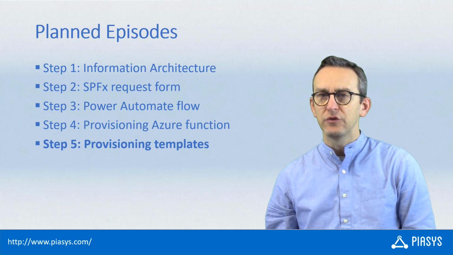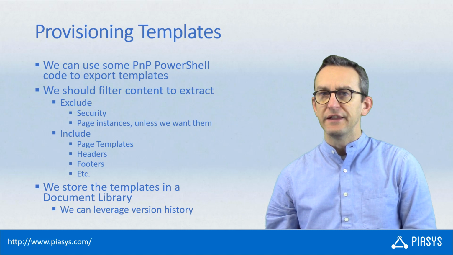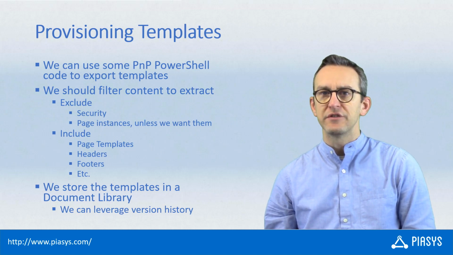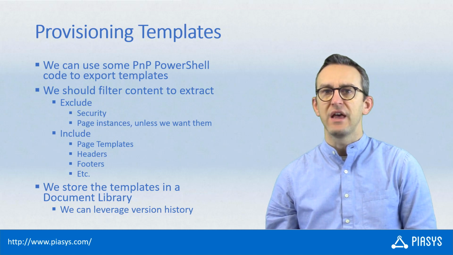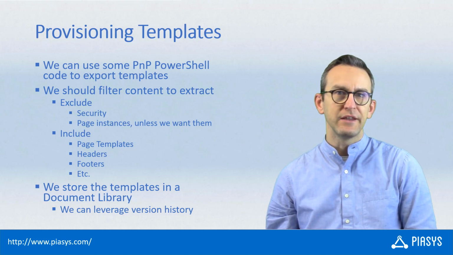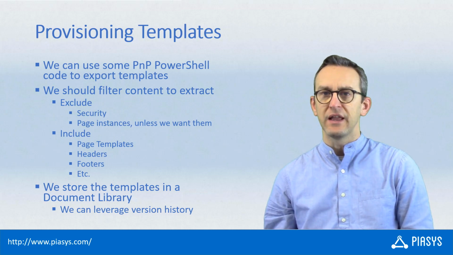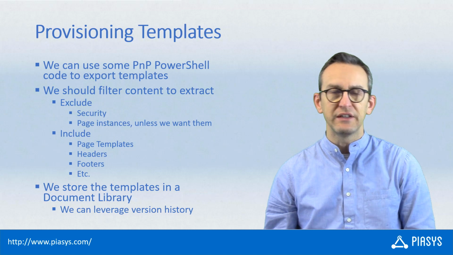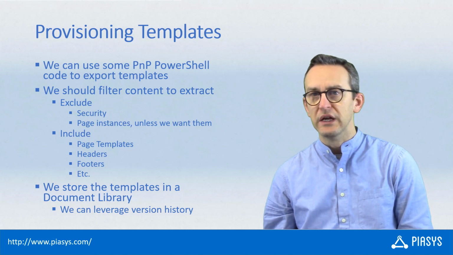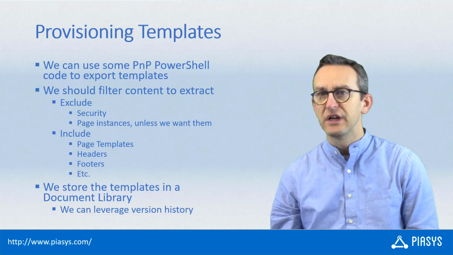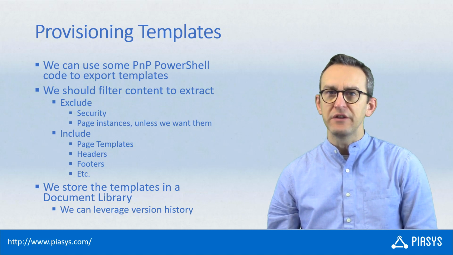Today, we will cover how to create the provisioning template that you are going to use in your provisioning solution. And in order to do that, you can easily leverage the PnP PowerShell commandlets to extract a template from a live site. Of course, when you extract a template, most likely you will want to get rid of some of the information in the template, like, for example, the security settings or the page instances. And most likely you will want to include custom headers, custom footers, page templates, and stuff like that. So by using PnP PowerShell, you can easily do that.